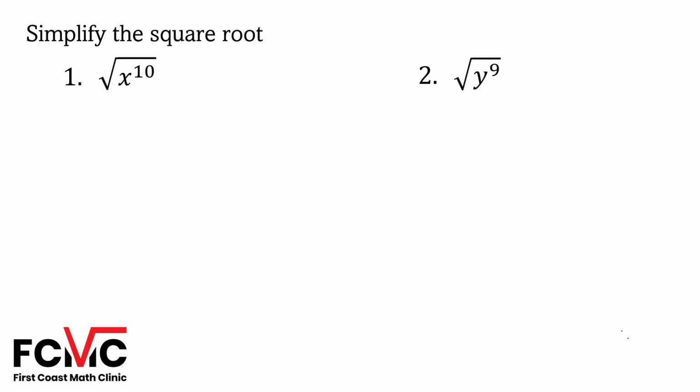So for number 1, we want the square root of x to the 10th. We know our power here is 2, so we know that simplifying this is going to be the same as just dividing our power of 10 under the radicand by 2. So our answer here is going to be x to the 5th power.